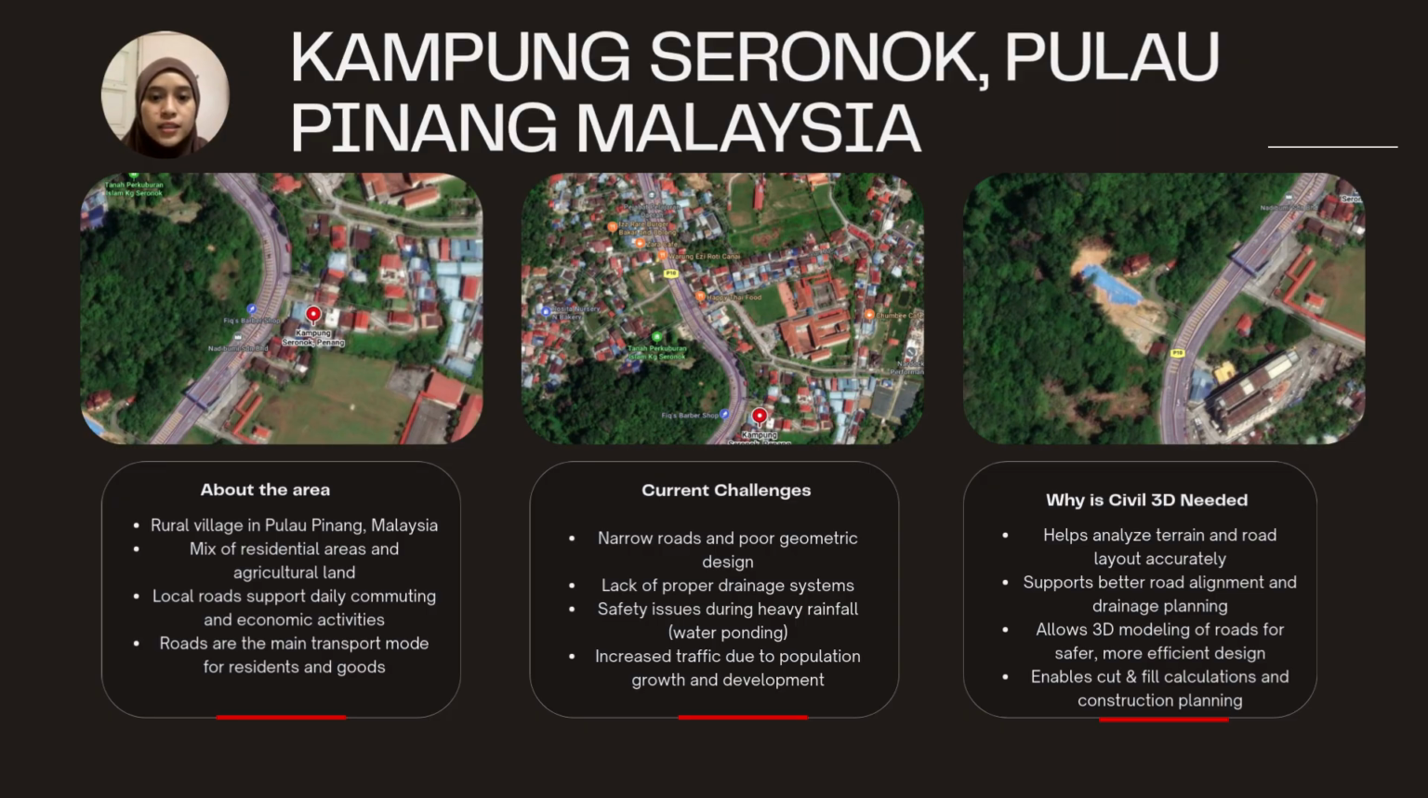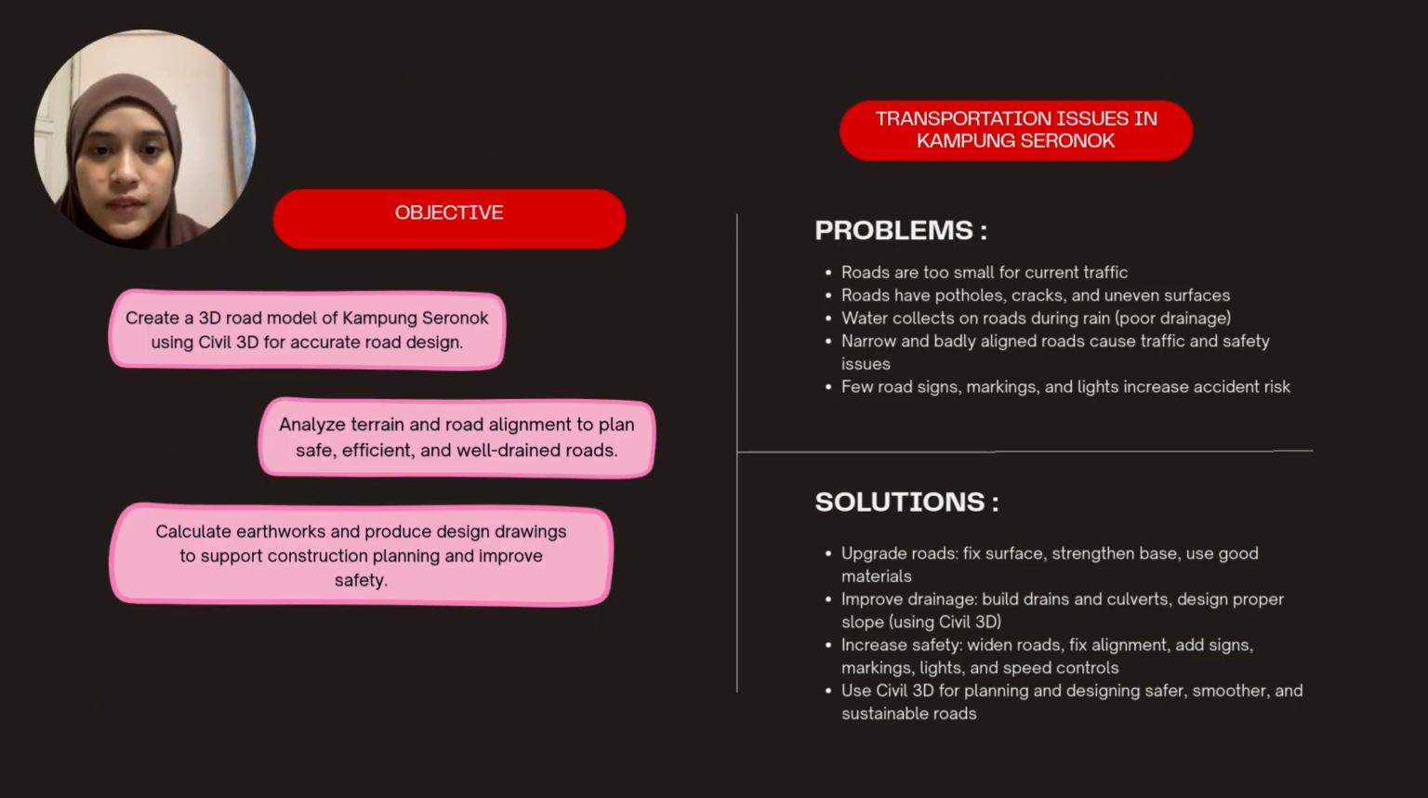So why do we need Civil 3D? First, it helps us analyze the land and road layout very accurately. Second, it allows us to design a better road path and proper drainage to stop flooding. And finally, it lets us build a 3D model to ensure a new design is safe and efficient for a growing population. In short, let's move to our objective.